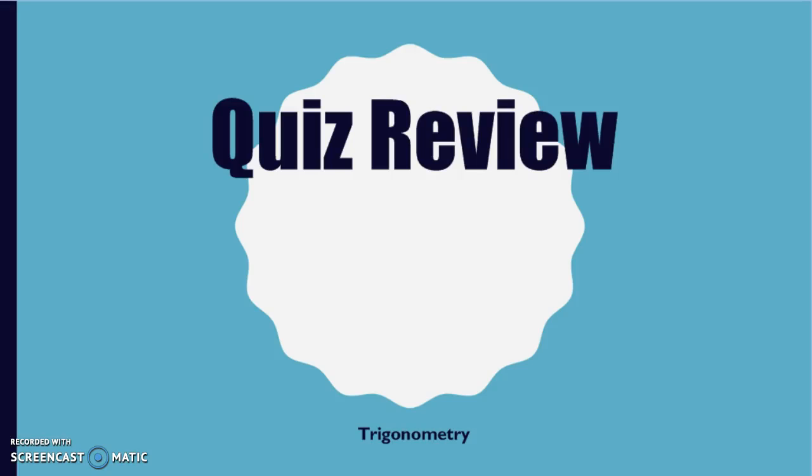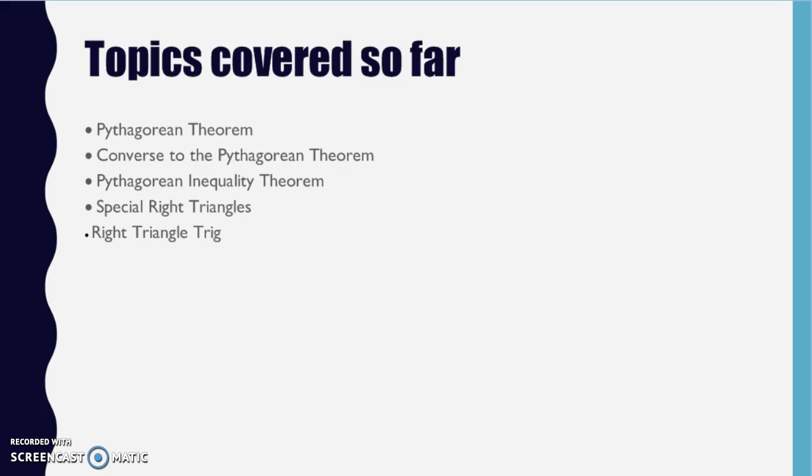This video is a quiz review for our next quiz that's going to cover everything we've looked at so far. Those topics include the Pythagorean theorem, and that tells us if we know it's a right triangle, then we can use our formula a squared plus b squared equals c squared. So we can find missing sides if we know it's a right triangle.